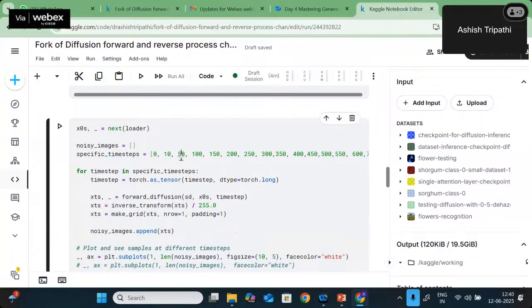This is basically the timestamps on which I am showing you the images. It's up to you, but it is recommended that you print the intermediate outputs, so that you can visualize how your model is denoising the image in order to get the original one. I have printed at epoch number 0, 10, 50, 150, 200, 300, so that I can see the intermediate outputs.